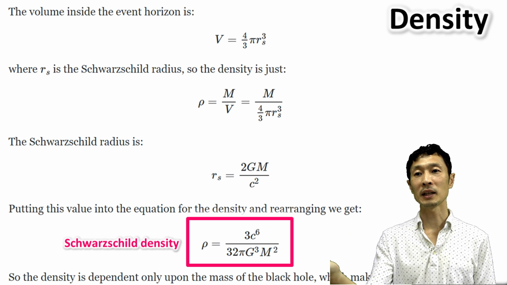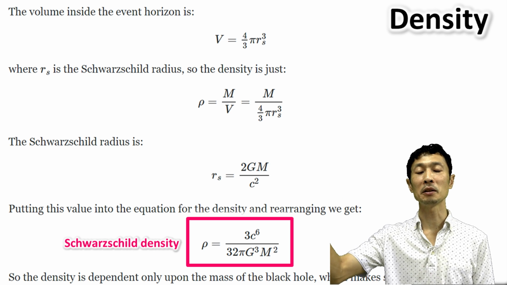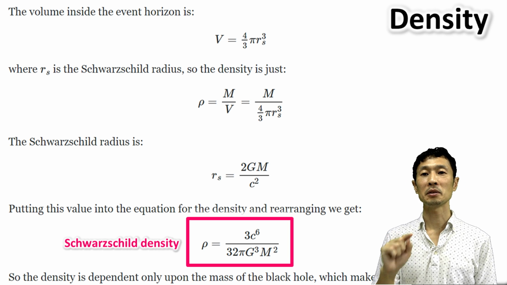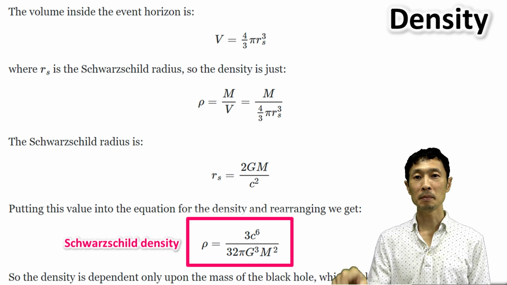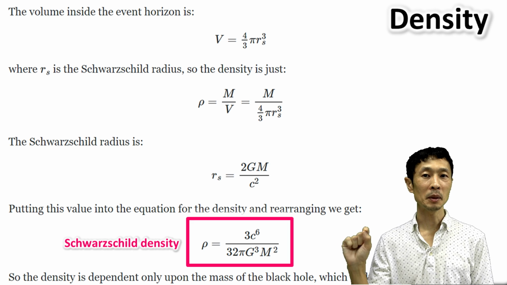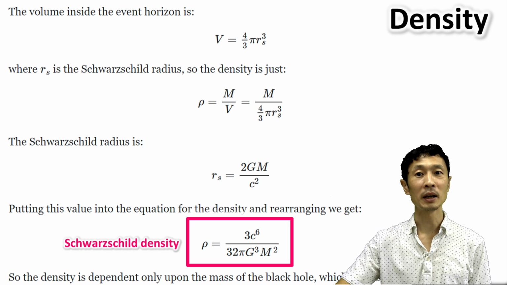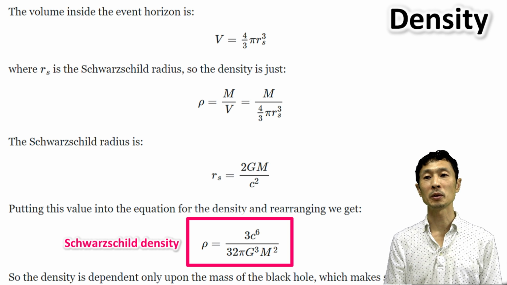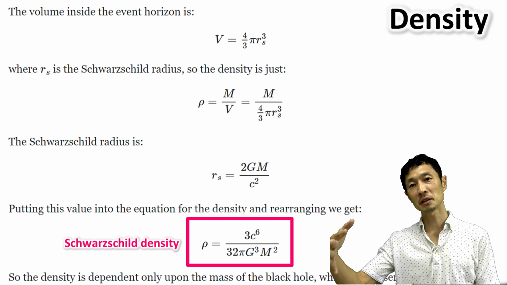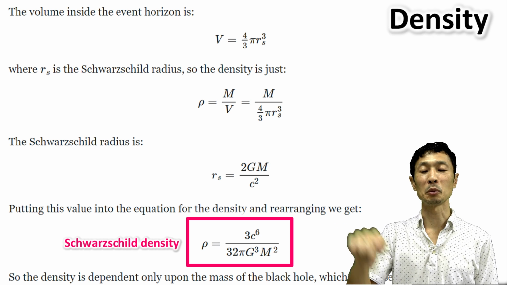Again, the speed of light c, the gravitational constant G, and pi are all constants, so we can ignore them for now. And the point is that density rho is inversely proportional to mass M squared. Okay, it's inversely proportional. So if the mass of the black hole gets bigger, then the density becomes smaller, right? And this is very rapid because it's inverse square, not just inverse. So as the mass of the black hole gets bigger and bigger, the density quickly becomes smaller and smaller.